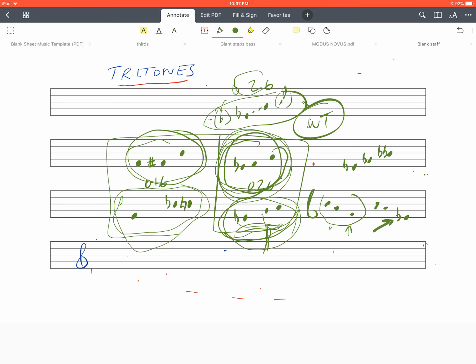And it's because of this phenomenon of the symmetry of tritones and the fact that really these are the same set. These are both O2/6s. But I'm getting ahead of myself. That's more for the second video.